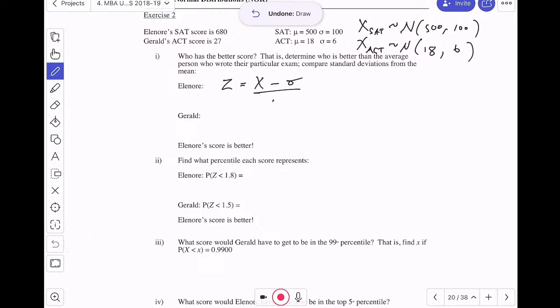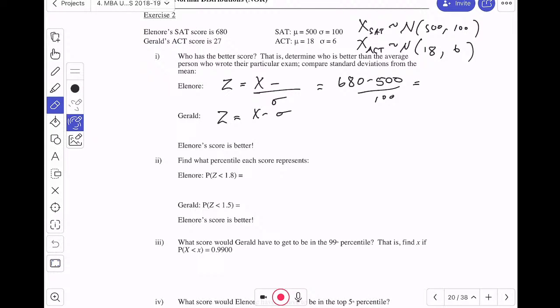I'm going to write the notation down first. So for Eleanor, it's going to be 680 minus 500 divided by 100. And for Gerald, it's going to be, oh, okay, I wrote it wrong here. Put a mu. Is equal to 27 minus 18. So just remember, you have to go to the right set of parameters.